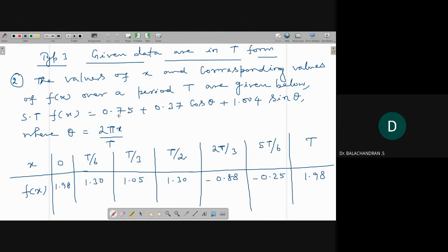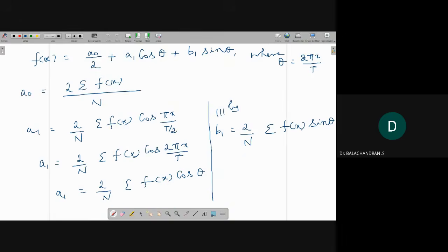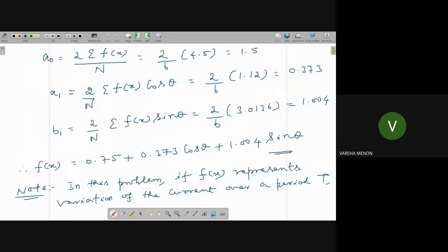So that is the difference. If A naught is given, we have to write A naught only. Suppose they ask for the constant term, that means A naught by 2. Sometimes they will ask for the constant term, so that means A naught by 2.